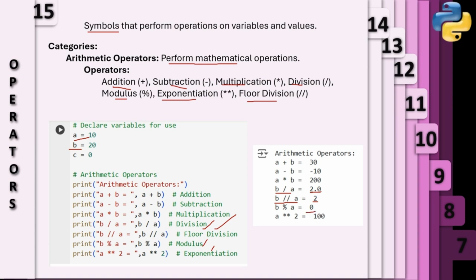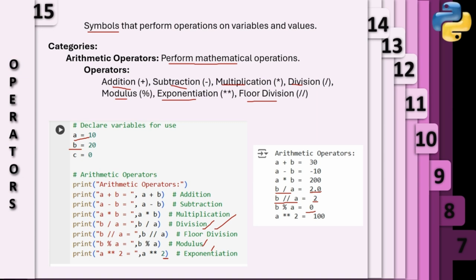Finally, exponentiation. In this, we raise the first operand to the power of the second operand. Here 10 is raised to the power 2, that is 100. If we consider 5, it will give 25.